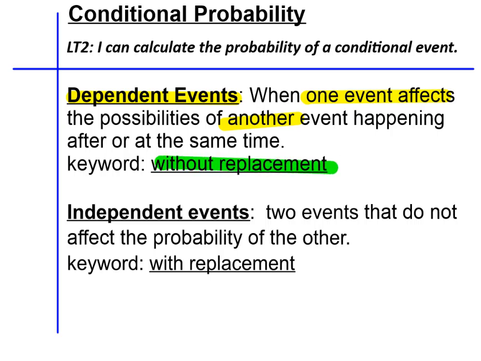Our second type of event is the independent event. Independent events are events that do not affect each other. A key word to look for is with replacement. An example of dependent events would be taking cards out of a deck one at a time. An example of independent events would be, say, flipping a coin, where one flip doesn't really affect the outcome of the second flip.